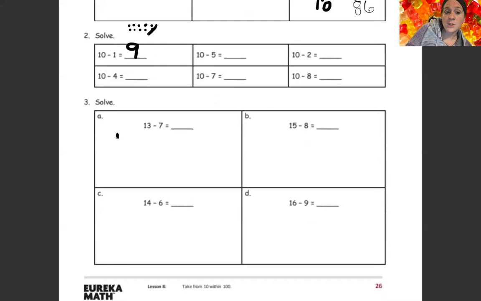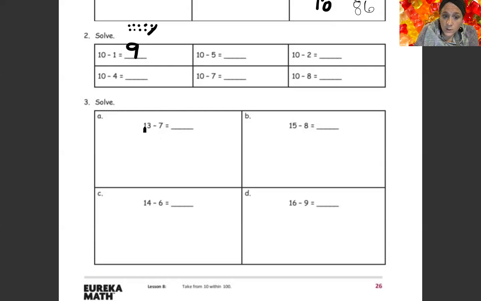And now this section, section number 3, says solve 13 take away 7. There are several different ways to do this. One of the ways that we have been working with is that it was easier for us to think of tens. So we would do 10 minus 7, and then we would add in that 3. We could do that if we wanted. I'll show you that way.